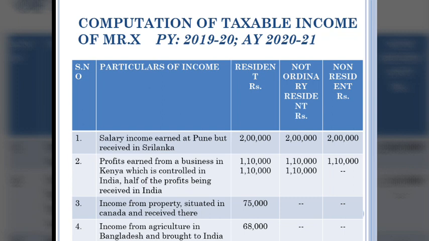The second 1,10,000 is the business is in a foreign country but its control is in India, so it is taxable to the first and the second one, resident and not ordinary resident. The third one, income from property situated in Canada and received there, so it is a foreign income, so it is taxable only to the resident and not to the others. And the fourth one, income from agriculture in Bangladesh and brought to India, it is also a foreign income, so it is taxable only to the resident and not to the others.